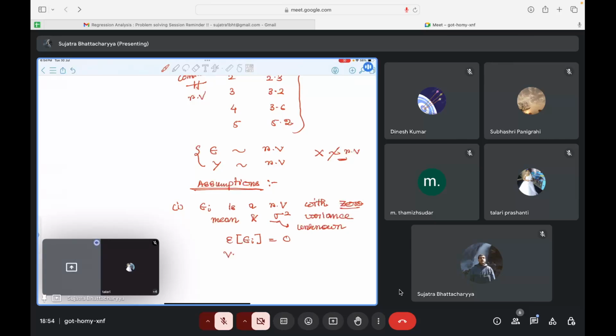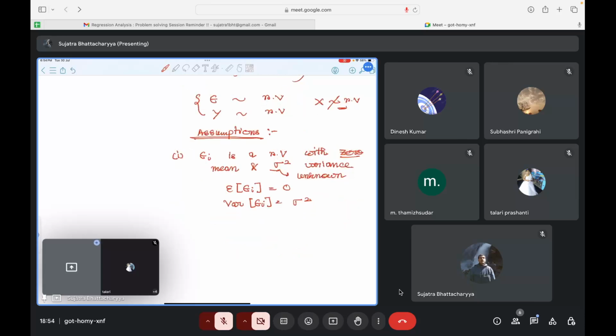Now, what about the variance of epsilon i? I know that it is sigma square. Sigma square is the variance of epsilon i. Clear? So this is one of the assumptions. Second is epsilon i and epsilon j, meaning two independent experiments. So epsilon i and epsilon j are uncorrelated. Why are they uncorrelated? Because they are independent. That's why they are uncorrelated. Okay. So if i is not equal to j, then they are uncorrelated.